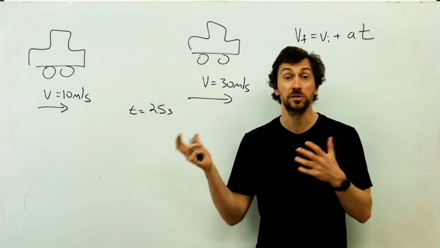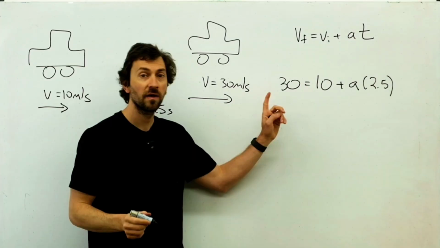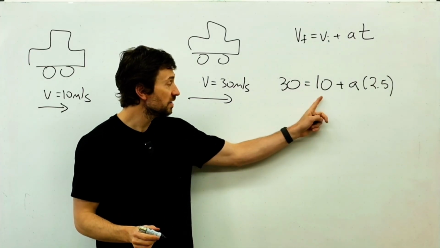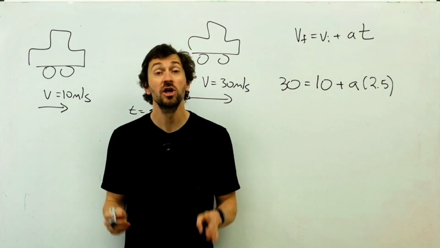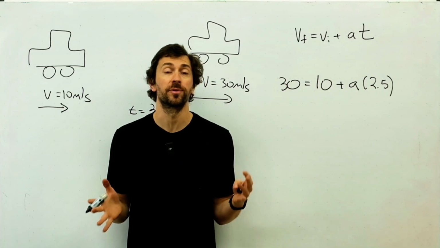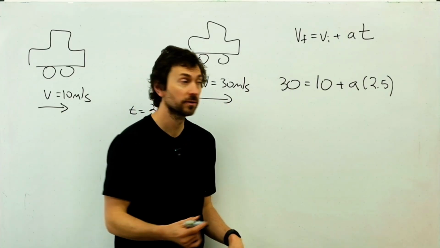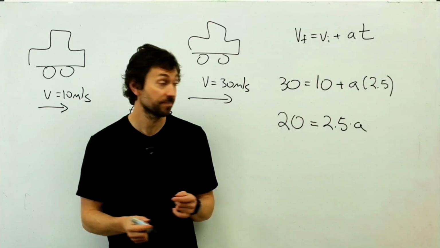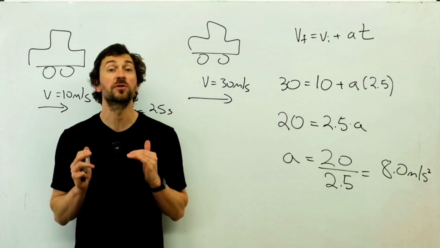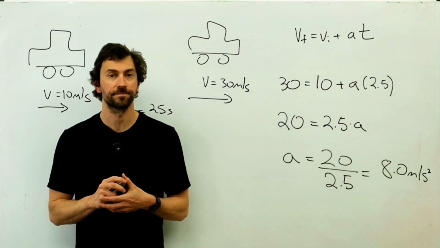Let's put these numbers into the equation. Final velocity is 30, initial velocity is 10, plus a times 2.5. So now we just have to do some algebra. Let's move 10 over. So I get 20 equals 2.5a, divided by 2.5. A is 8 meters per second squared after we do that. That was the first kinematics equation.